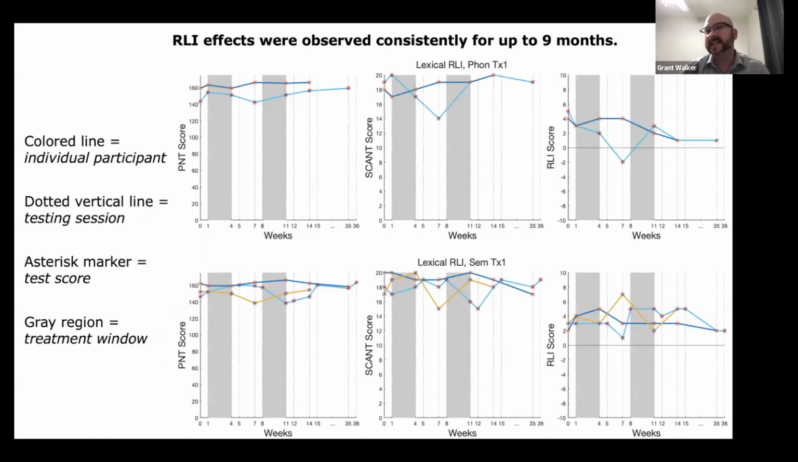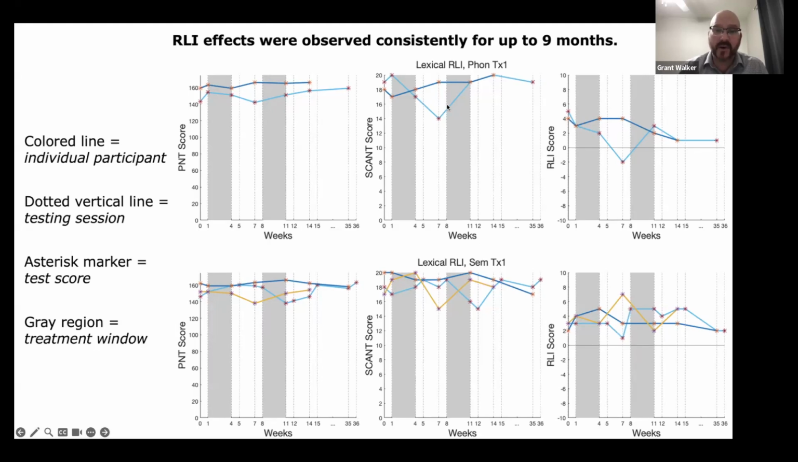This was observed consistently for up to 9 months. So over the course of the POLAR trial, folks received multiple administrations of the Philadelphia Naming Test, up to 12 administrations over the span of 9 months. And so the graphs here on the left are the full PNT score. The x-axis is the number of weeks into the study, and the vertical dotted lines are assessment points. The gray shaded area is where they received treatment. Again, we're not super interested in that part at the moment because mostly you can see these lines are just trending horizontally. So this is the overall Philadelphia Naming Test score.